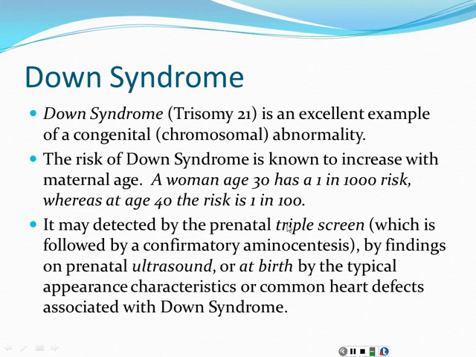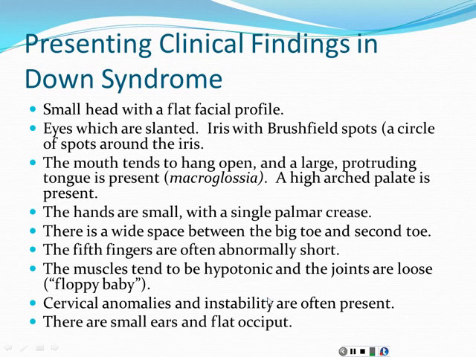The triple screen is the earliest test you can do. If it's positive, then they'll do an amniocentesis to culture those cells and look for trisomy 21. Many of the findings of Down syndrome, the characteristics you can see on ultrasound, but ultimately the diagnosis is made at birth, unless it's made by amniocentesis, where you can very clearly see that the baby has these characteristics.